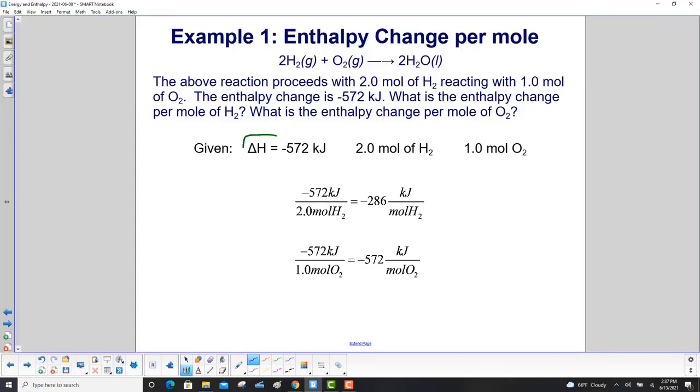We're given the change in enthalpy, and the equation tells us we have 2 moles of hydrogen and 1 mole of oxygen. So it's a matter of just dividing the enthalpy by the amount of moles. So for hydrogen, we divide by 2, and we get minus 286 kilojoules per mole of hydrogen. And for oxygen, we divide through by 1, and we get minus 572 kilojoules per mole of oxygen.